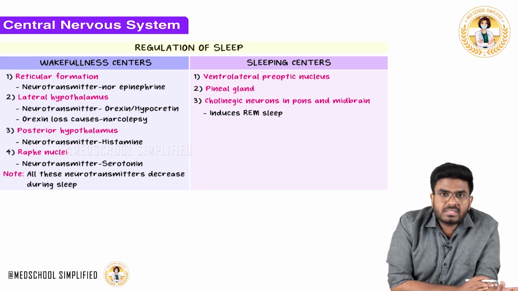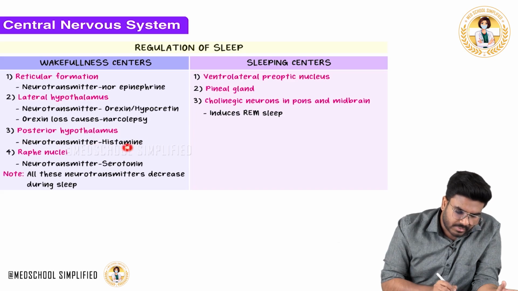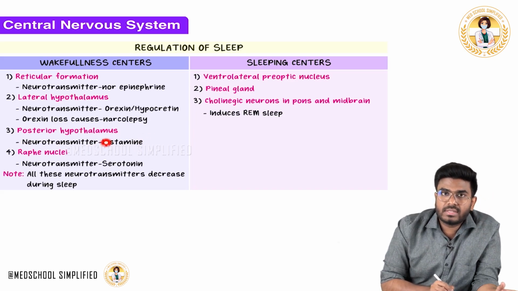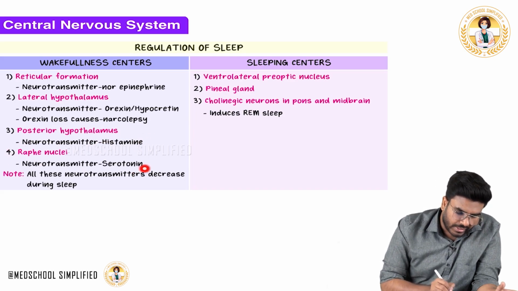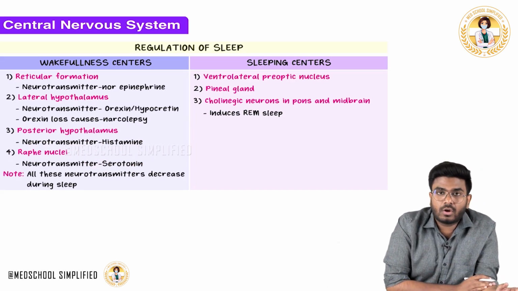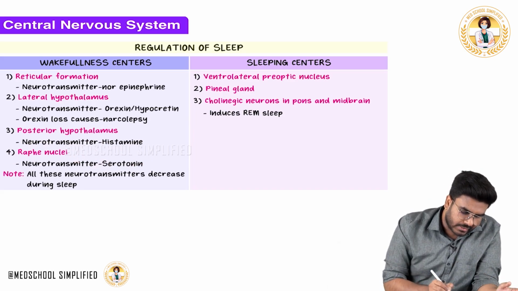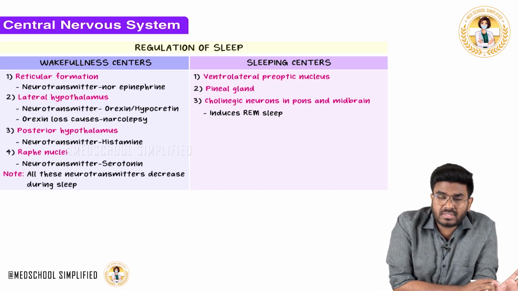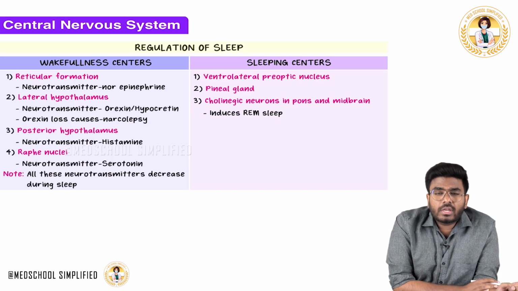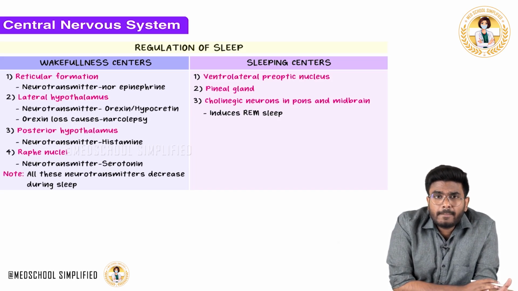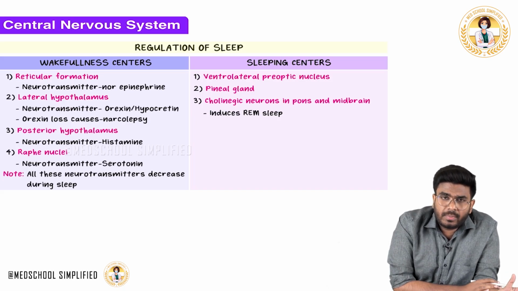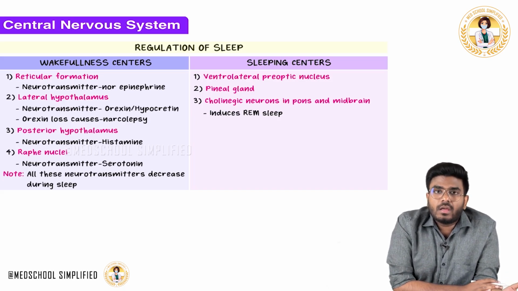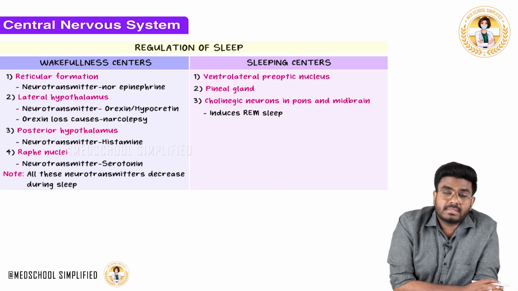And posterior hypothalamus releases a neurotransmitter called histamine, which is also a neurotransmitter of wakefulness. And Raphe nuclei produces serotonin, which will also activate the cortex. So in your exam, the questions will come something like this: all of the following are neurotransmitters of wakefulness, except: serotonin, histamine, norepinephrine, orexin or hypocretin. All are neurotransmitters of wakefulness.